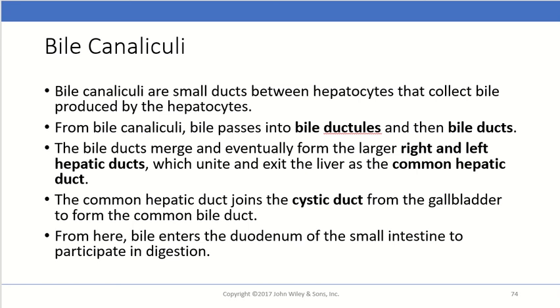These bile ducts are going to merge and are eventually going to form a larger right and left hepatic duct, and these are going to unite and exit the liver as the common hepatic duct. The common hepatic duct is going to join the cystic duct that's going to come from the gallbladder, and this is going to form the common bile duct. And then from there, bile is going to enter the duodenum of the small intestine, and it's going to play a role in digestion.